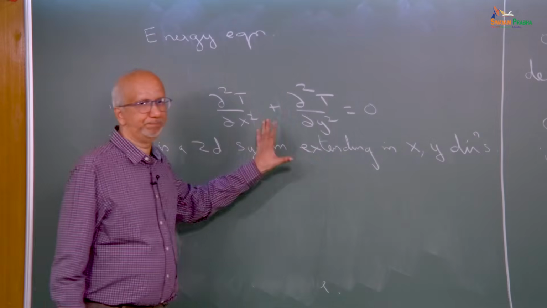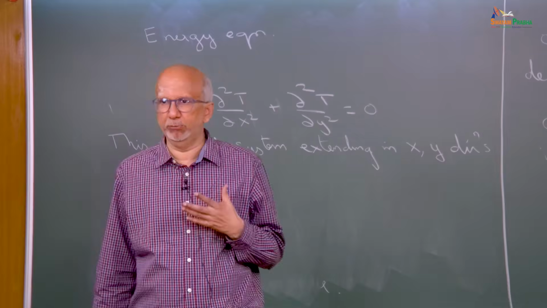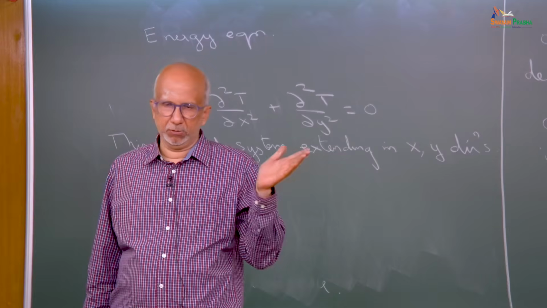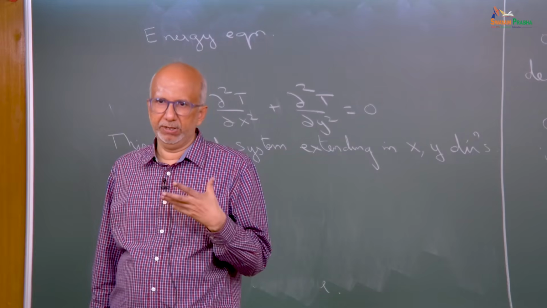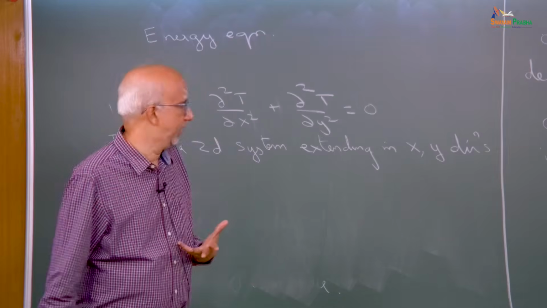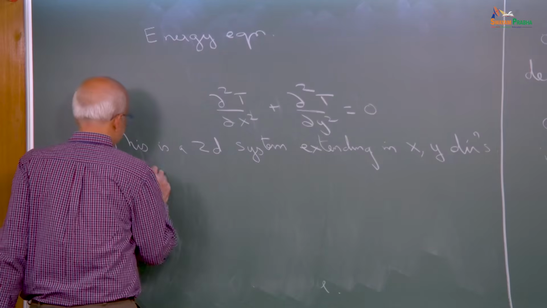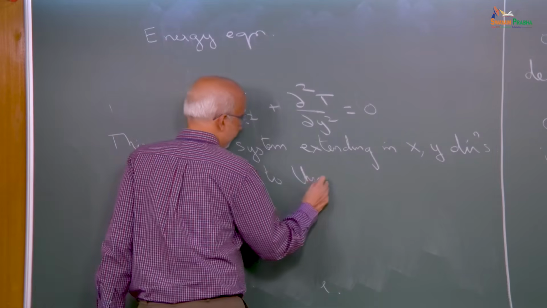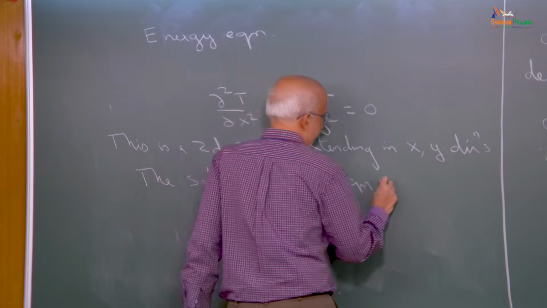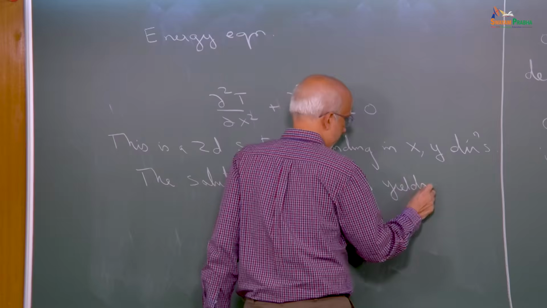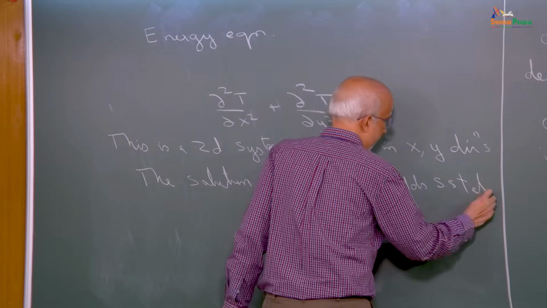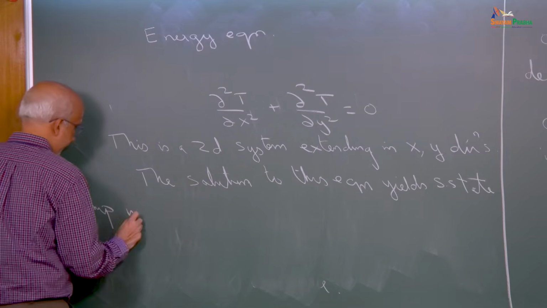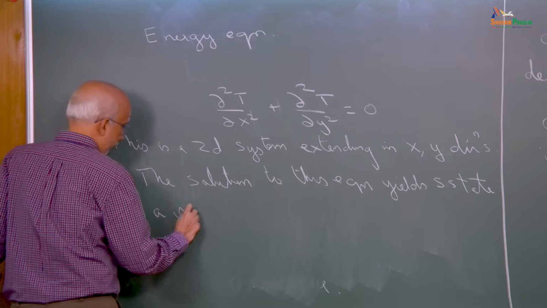So, this equation, physically, would represent the steady state temperature, because I am talking about x and y, we are looking at a system in Cartesian coordinates. So, the solution to this equation yields the steady state temperature in a rectangular domain.